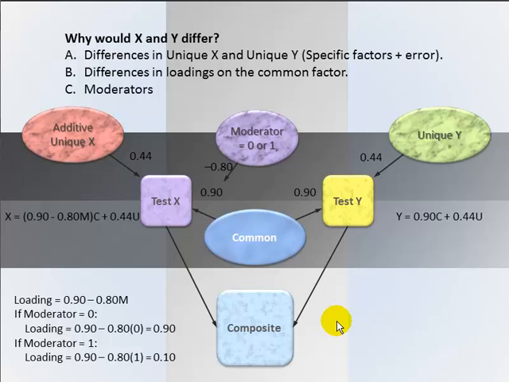Suppose that test X is a measure of visual spatial ability, like a paper folding task, where we have to imagine that a paper is being folded, and then we cut holes in it and do all sorts of things to it, and then we unfold it, and then we ask the person to imagine what the folds look like and where the holes would be in the paper after it's been folded, punched, and then unfolded.